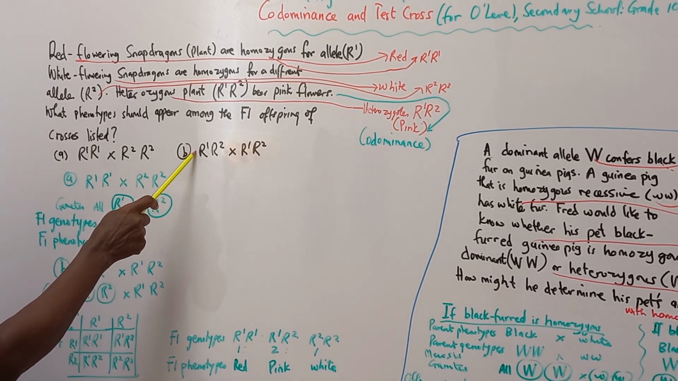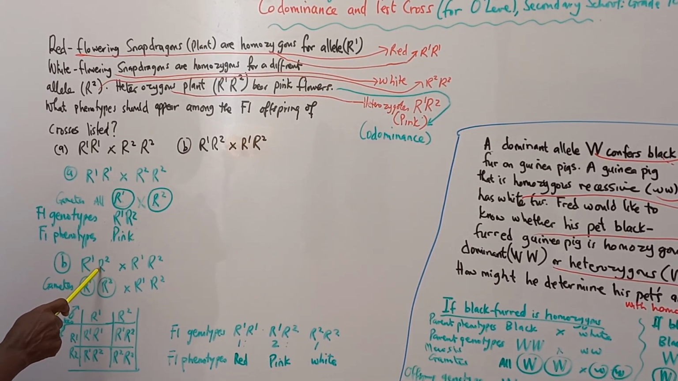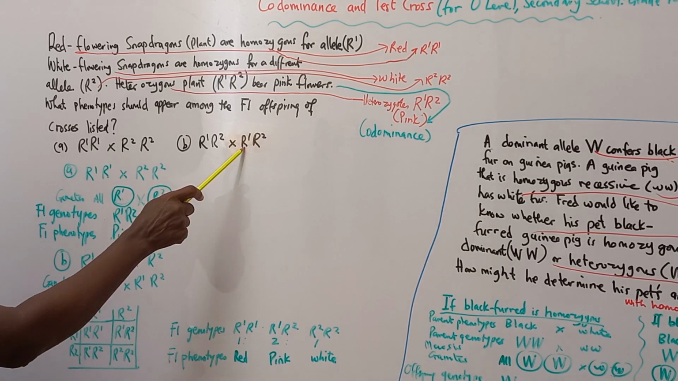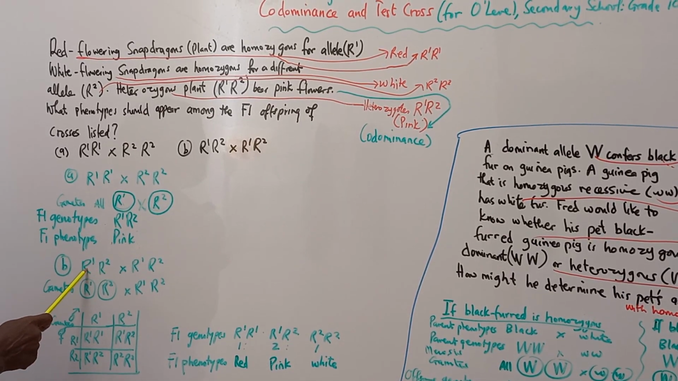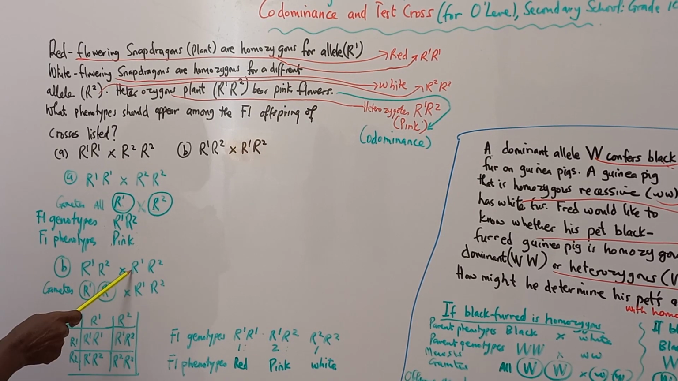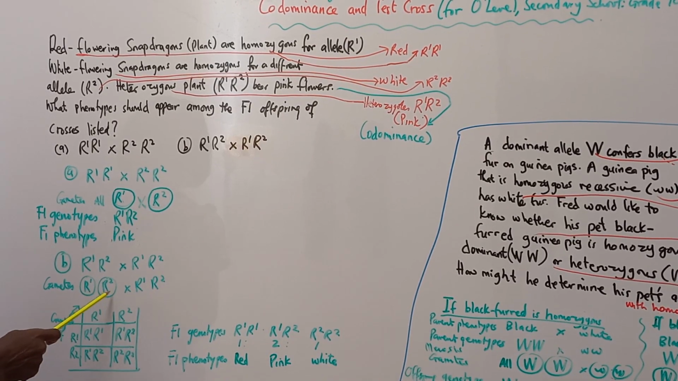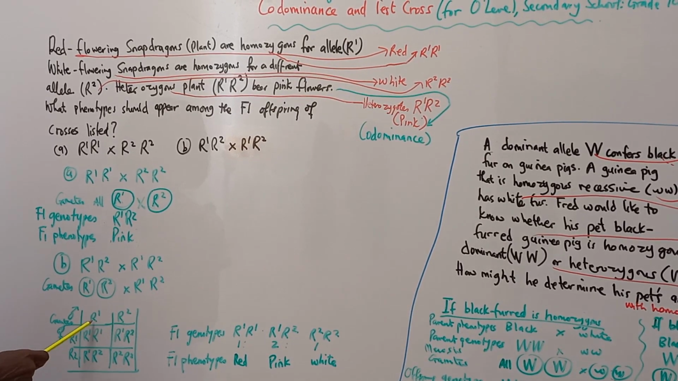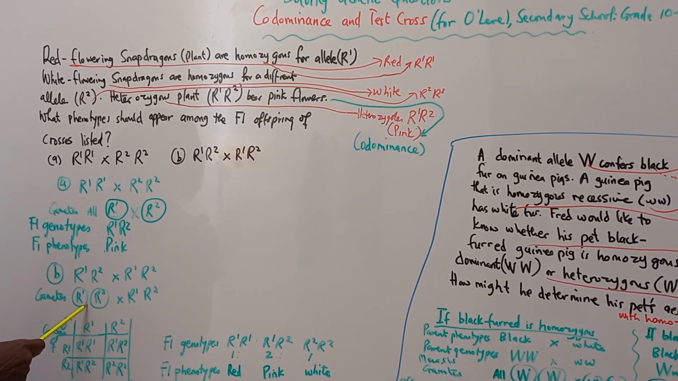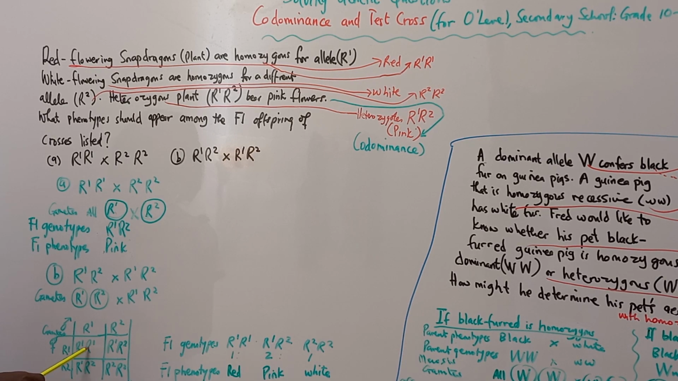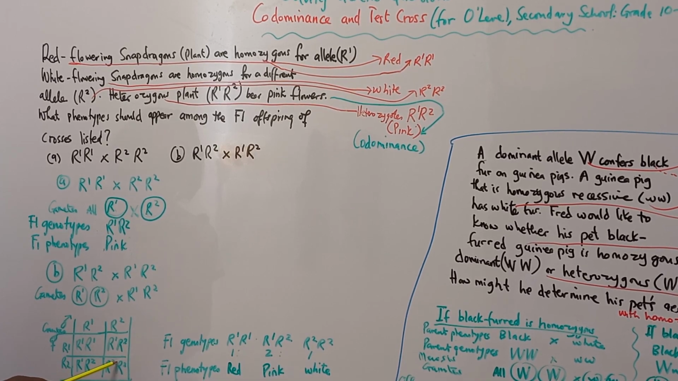Now this cross, we have R1, R2 crossing R1, R2. The gametes that will be produced will be R1, R2, R1, R2. These are all the possible gametes. We cross the gametes using a Punnett square. These are the male gametes. These are the female gametes. These are the offsprings that will be produced.